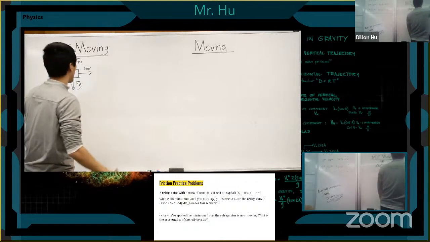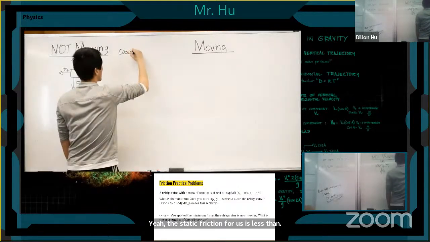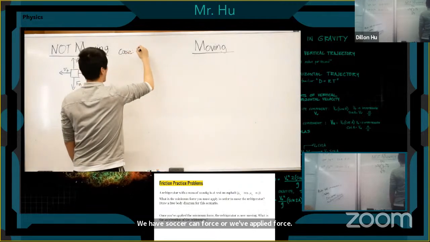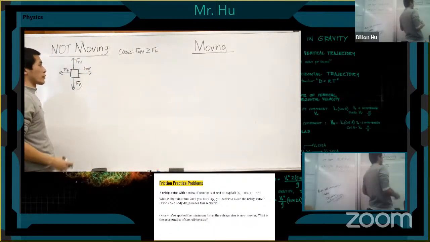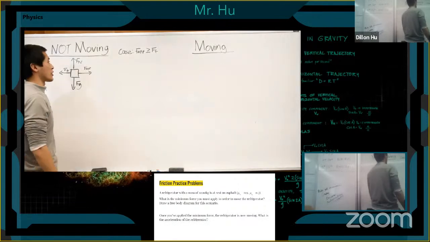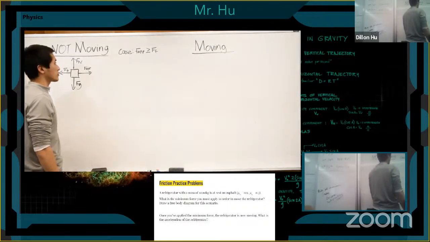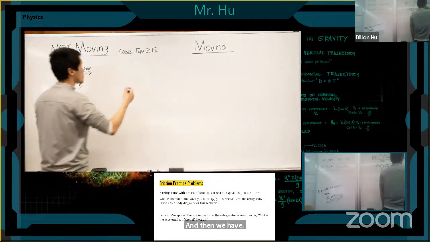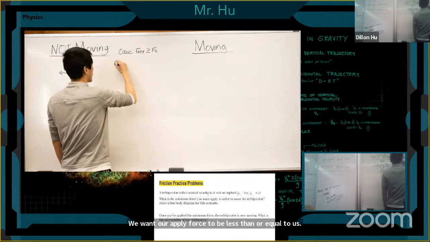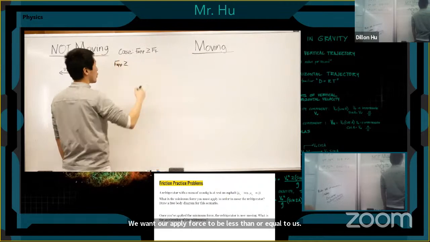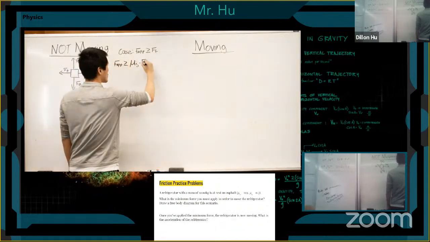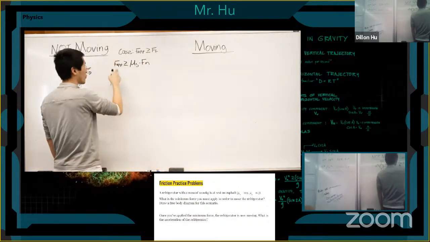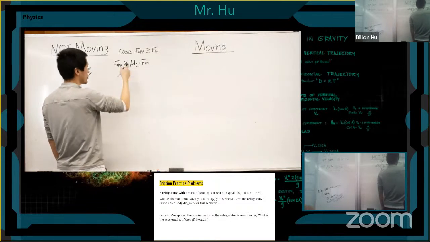We basically just need to apply enough force to overcome our static friction force, which means my applied force should be greater than or equal to it. We're going to use the formula for the static friction force: mu s times the normal force. So our applied force should be greater than or equal to this number. Well, it really should be greater than.